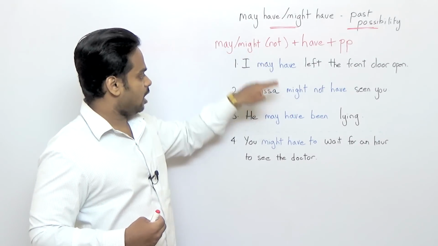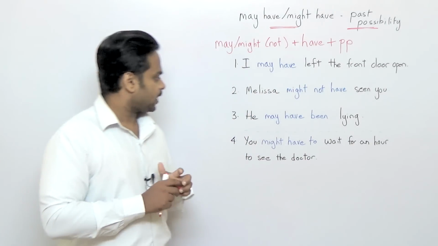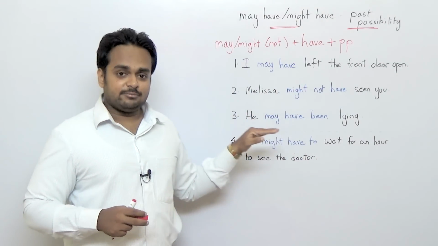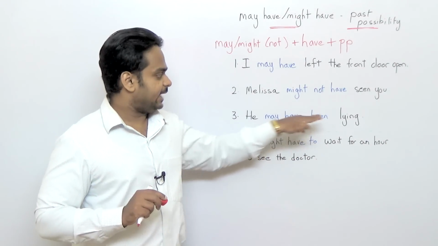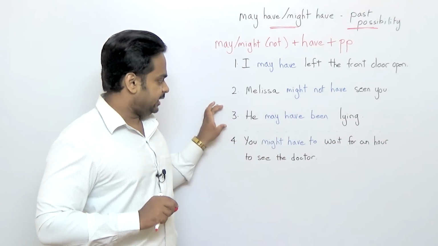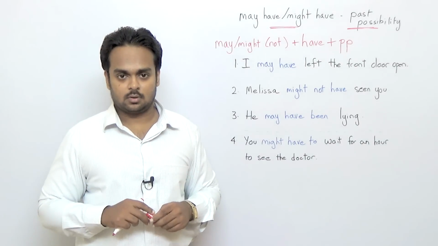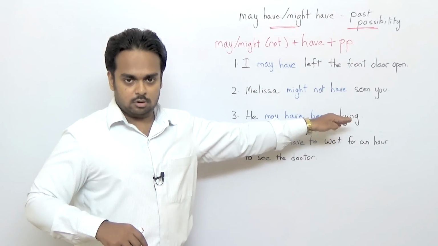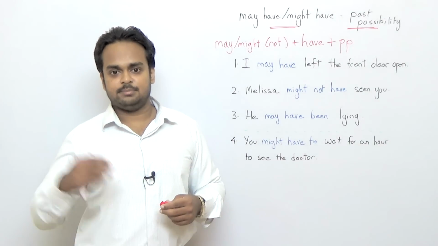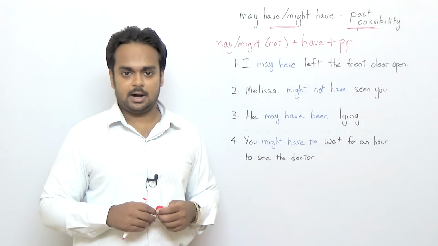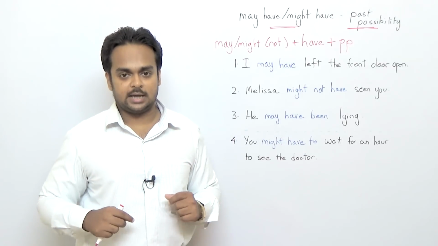Again, we're using this not over here after might. May or might, interchangeable. Number three, he may have been lying. This form is slightly different because it has an ing form. And here we're guessing about a continuous action in the past. Okay? This can be any verb. It can be sleeping. He may have been sleeping. I'm guessing about what someone was doing, a continuous action at a certain time in the past.